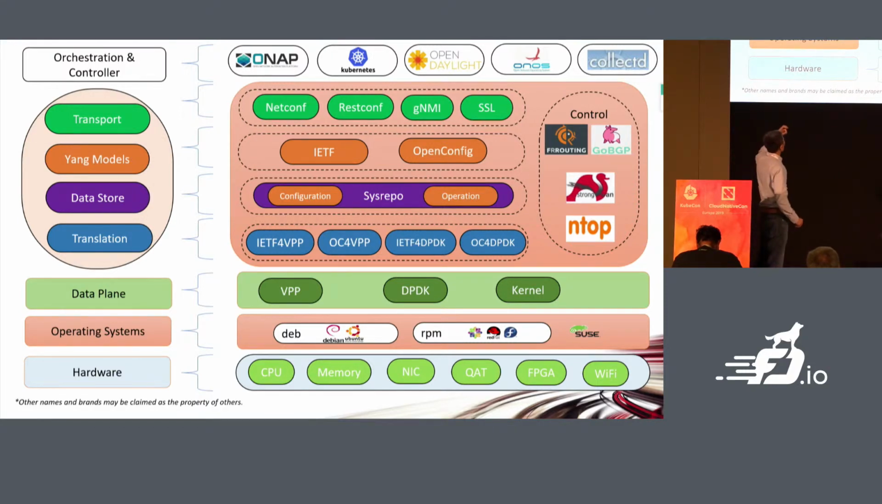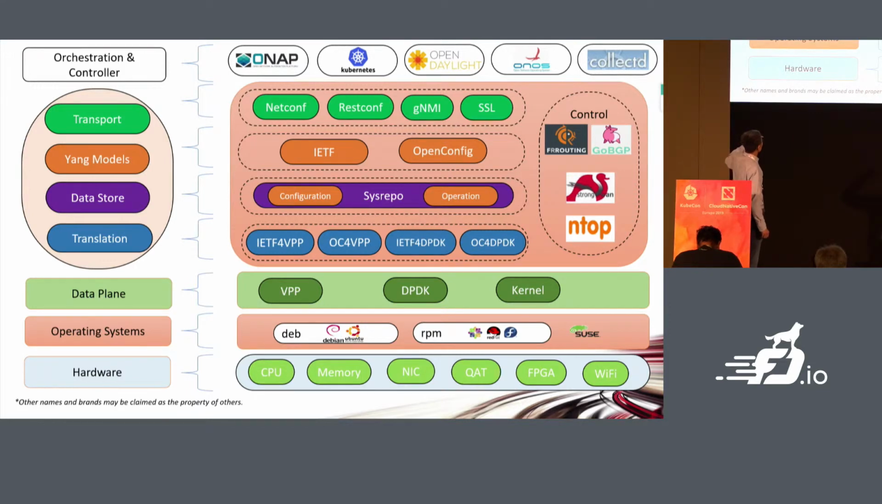The key part is the translation layer, because we will support different data planes. Currently we support the VPP, DPDK, and the Kono data plane. So for the translation layer, we need to translate different Yang models to different data plane APIs. Such as for VPP, we have some different translation layers, for translating the IETF Yang models to the VPP APIs. Also, we need to provide translation from the OpenConfig Yang models to the VPP APIs. Also, for DPDK, we have similar plugins.